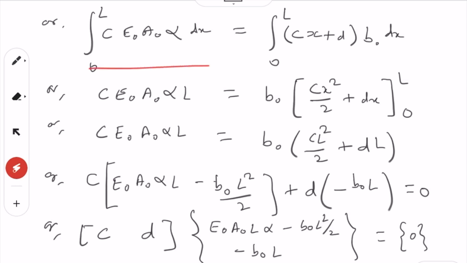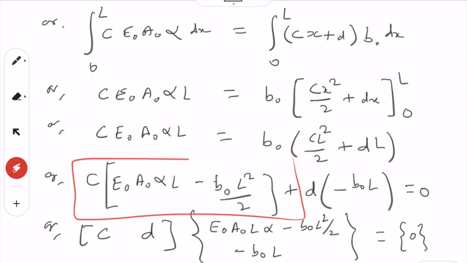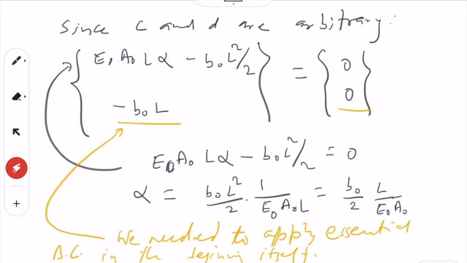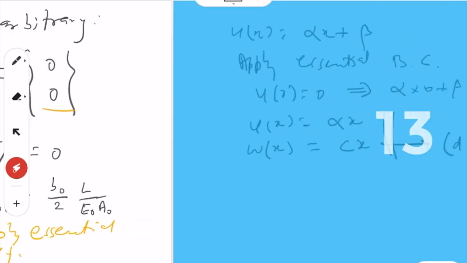You put in these equations, you put d equal to 0. So everywhere d is 0, so this term is gone, right? This term is gone. So you have only this equation, c times this equal to 0, and since c is arbitrary, this is equal to 0. Hence you have alpha equal to this divided by E naught A naught L, or simply this, whatever value we get, there is nothing else. Okay. So this was the idea.